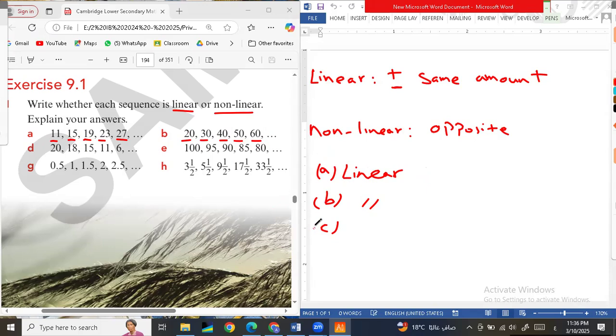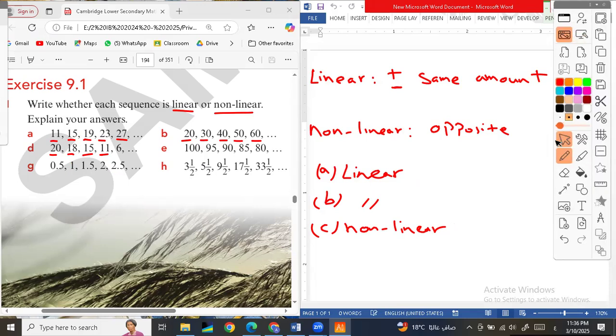All right, question C, 20, I minused 2, it became 18. Then I minused 3, it became 15. Then I minused 4, it became 11. So it's not that every time I'm adding or minusing the same amount. Each time is different than the time before it. So this is definitely a non-linear sequence. All right, let's go to the next section, and so on, definitely with the rest of the questions here.